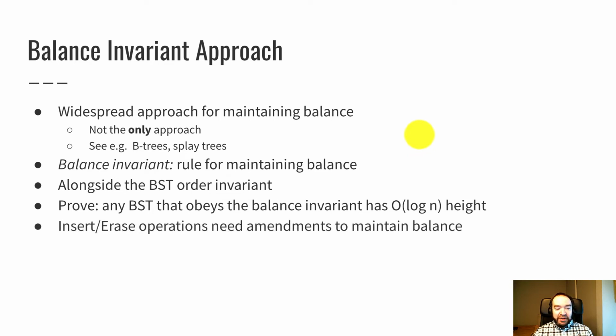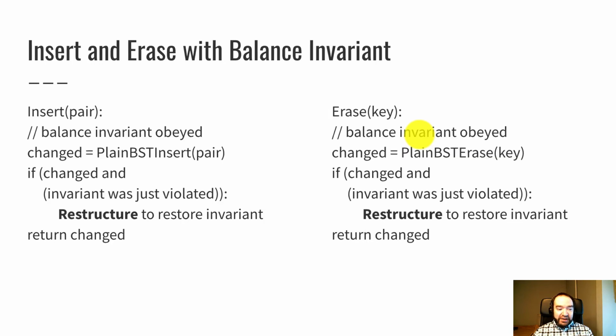Then the insert and erase operations need to be amended to maintain balance. So they need to actually make sure that they obey this invariant at all times. Here's what the pseudocode for those might look like. So to insert a pair in a self-balancing tree with an invariant, we know at the beginning that we've got a tree that's obeying the invariant to begin with, because the rule is every operation has to keep the tree obeying the balance invariant. So to begin with, we've got a valid tree that's balanced.